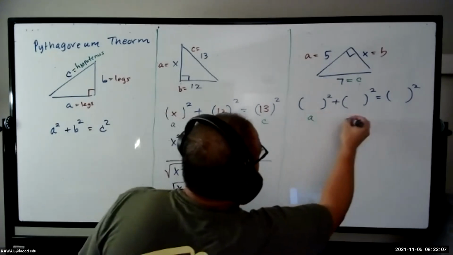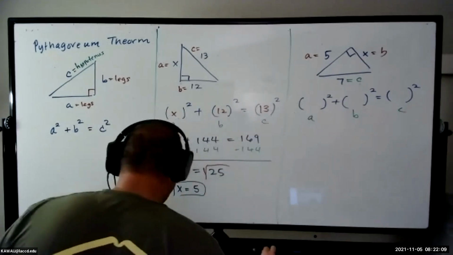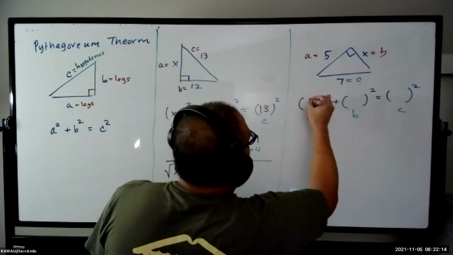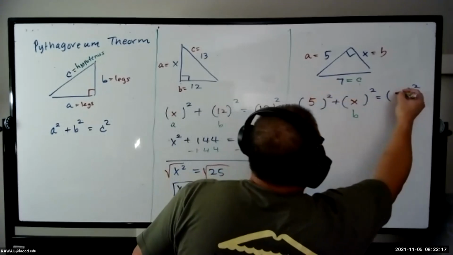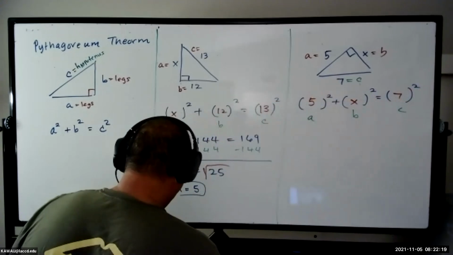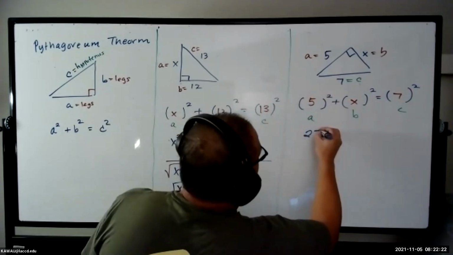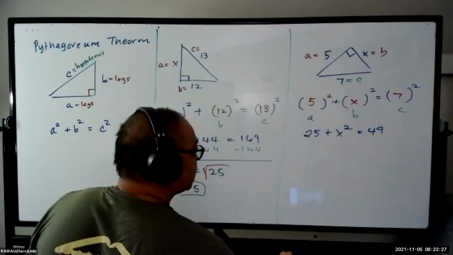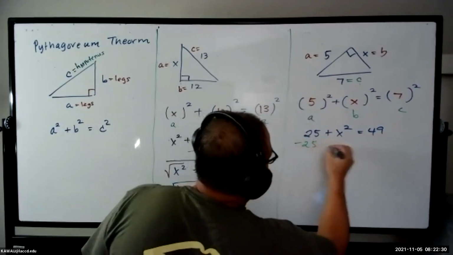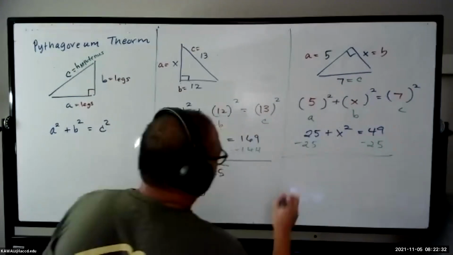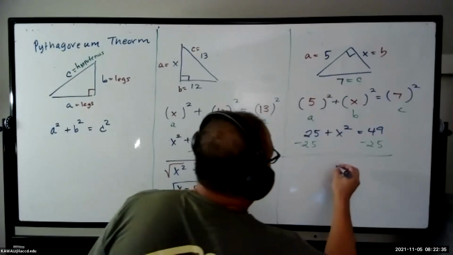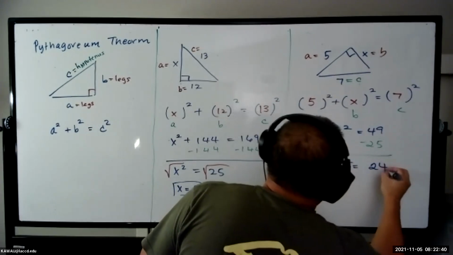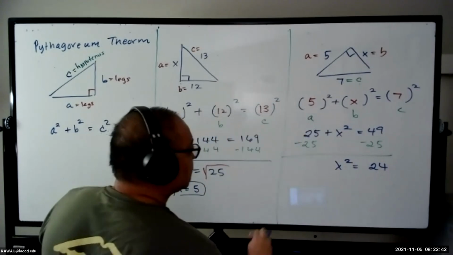is your A, B, and C. So you get 5x and then 7. So we have 25 plus x squared is equal to 49. And then we'll subtract 25 from both of these. And we'll get x squared is equal to 24. And then we'll square root both sides.